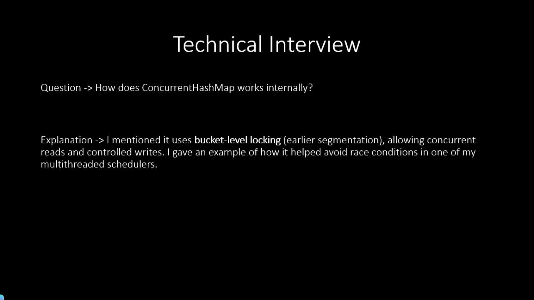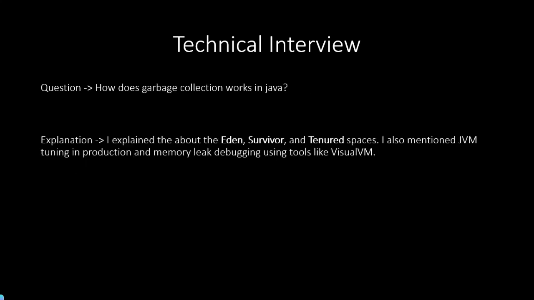So I mentioned it uses lock-level granularity. Like in the HashMap, it locks the whole HashMap, but here the buckets will be there and each bucket will be locked. Each bucket will have its own lock, and multiple threads can read and write on that. This is how I explained the ConcurrentHashMap. And then they asked me how does garbage collection work in Java.